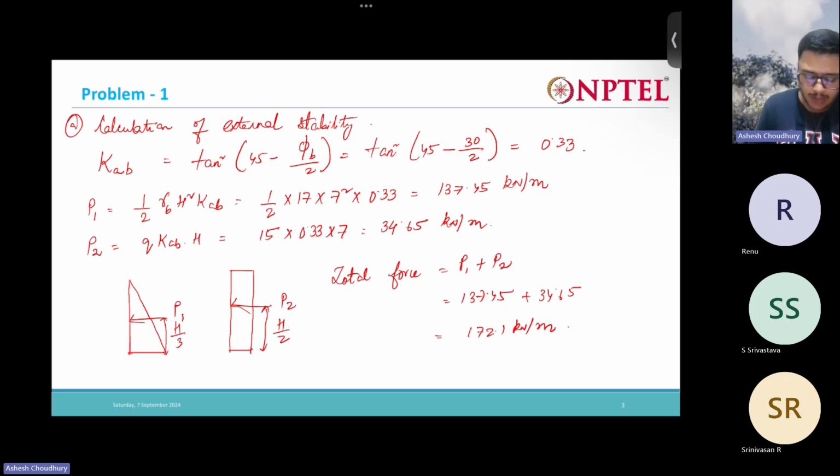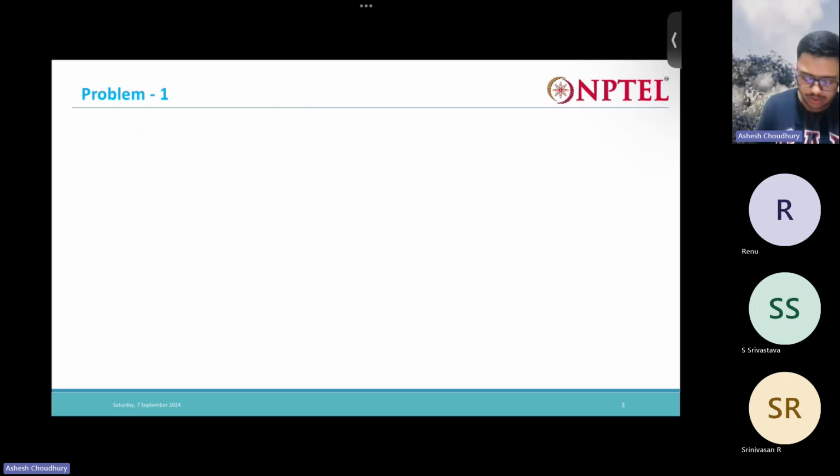Now we need to do the main stability checks. What were the two main external stability checks that we need to do? One is the sliding check, another is the overturning check. So those things we need to do.